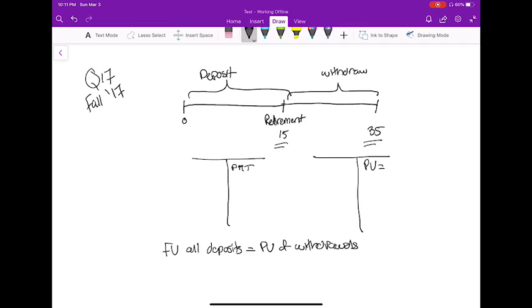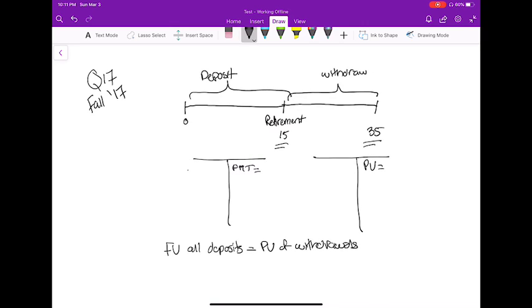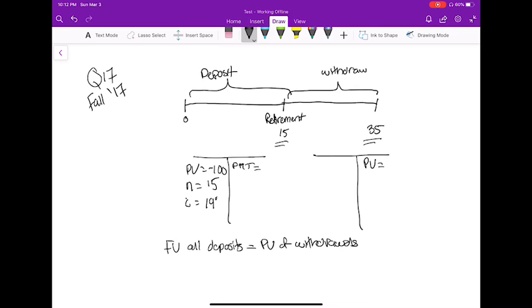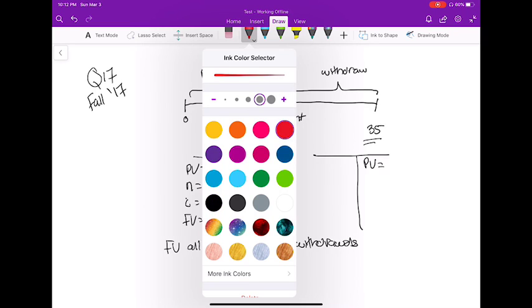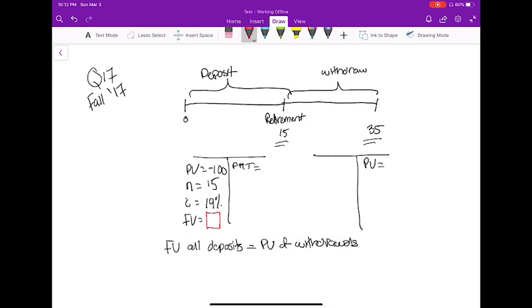Now, the question is asking you, how large of an annual deposit must be made to fund Mr. Burns' retirement plan? So we're trying to look for the payment, the PMT of deposits. Now, in order to calculate this, we know that the present value is the $100 million that he deposited. The number of periods is 15 years. The interest is 19%. And the future value, well, that we do not know. That's something we have to calculate.